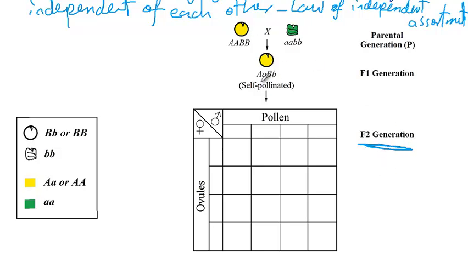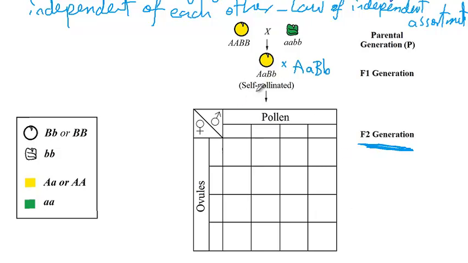So just remember here, AABB has been self-pollinated. So this has been crossed to aabb. So now you can go ahead and pause the video, solve this question. Once you have the ratio of phenotypes in the F2 generation, you can replay the video. Okay, I hope you had enough time to solve this question.